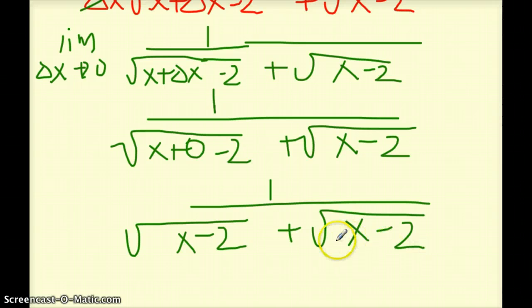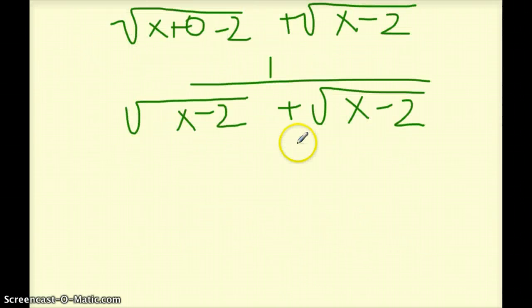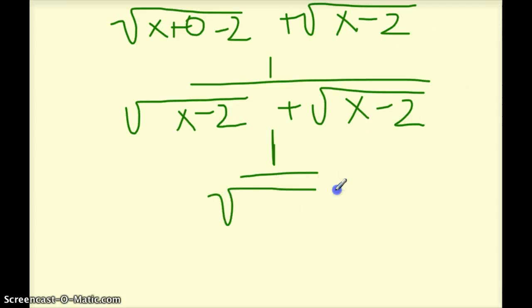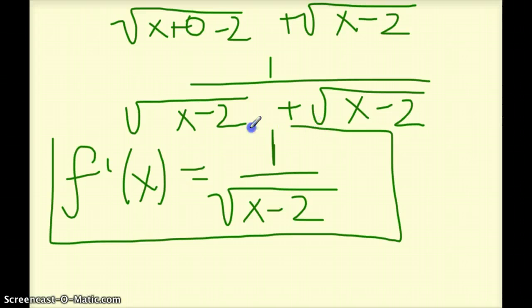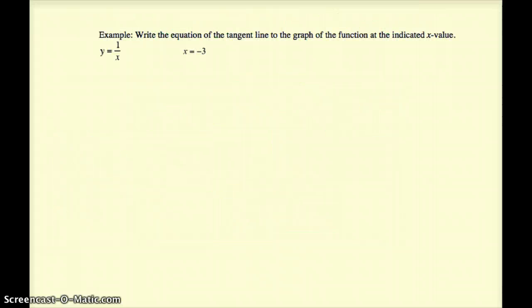And so I'm going to want to simplify my denominators here, and since they're both radical x minus 2's, I can combine them, and I get the equation radical x minus 2. So the derivative of this function is equal to 1 over radical x minus 2. Same steps as last time, except once I get to the limit point, I have an extra step of rationalizing. So let's see how else we can use these problems.